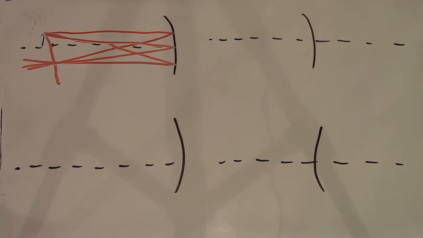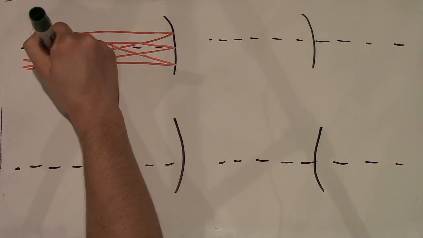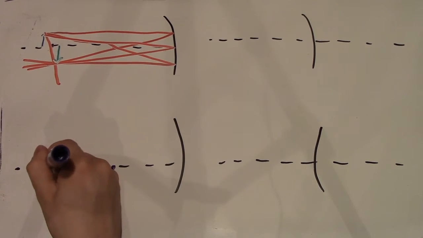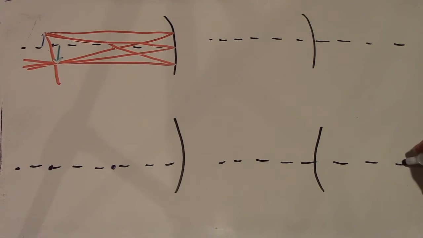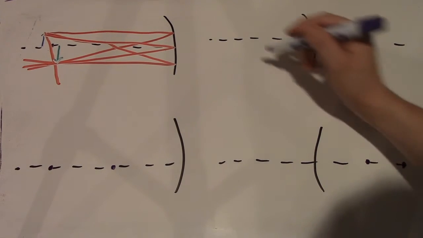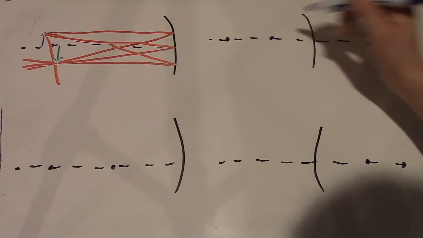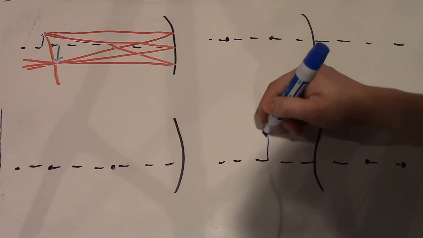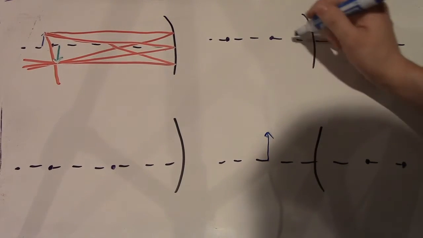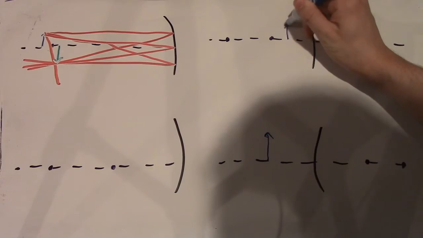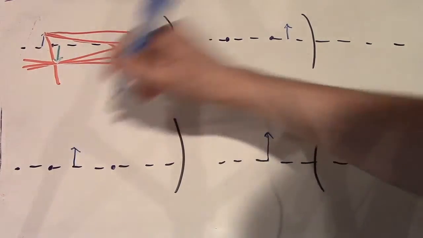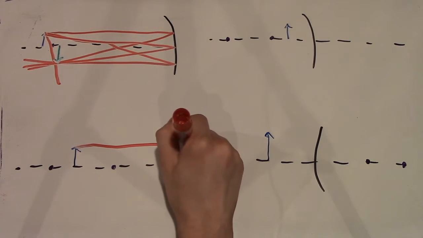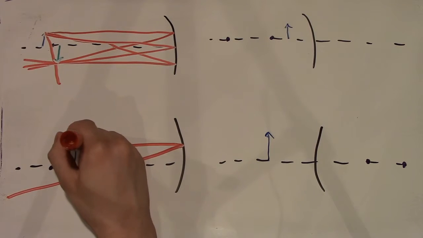Now, the specific positioning and height of the image depend on the position and height of the object, but we can use 3 general terms to describe it. It can be upright or inverted, real or virtual, and larger or smaller. Since the image is now below the axis, it is inverted, and since the image is where the light actually is, it is also real. Furthermore, the image is smaller. So, if an object is behind the center point for concave mirrors, it will always be inverted, real, and smaller.